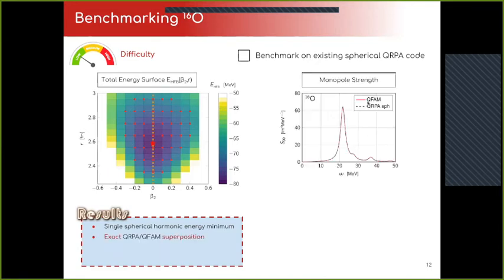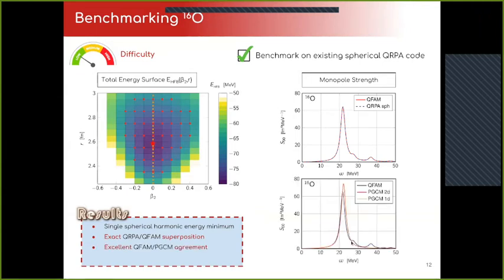Specifically, the red strength here represents our calculations performed at the minimum, indicated by the star, and we are benchmarking these results against an already existing spherical QRPA code, in a more traditional formulation, let's say, which is represented by this dashed blue line. You can see that they are quite exactly superposed one on the other, so in general we can see the QFAM code to be benchmarked against this existing code.